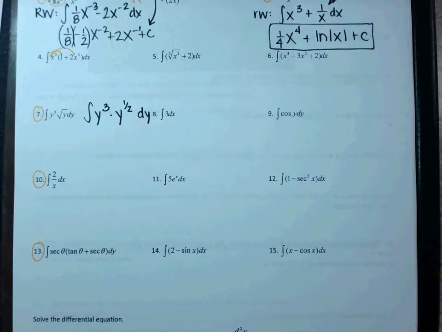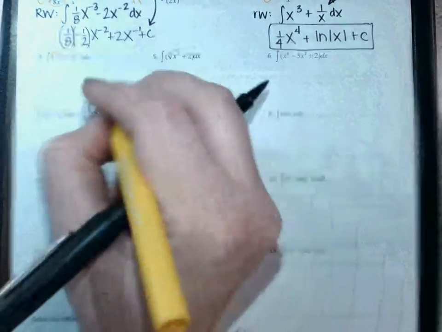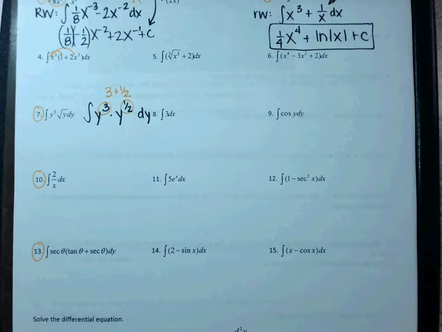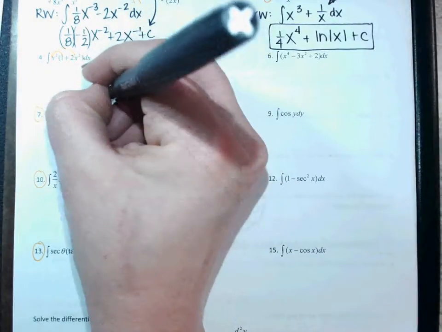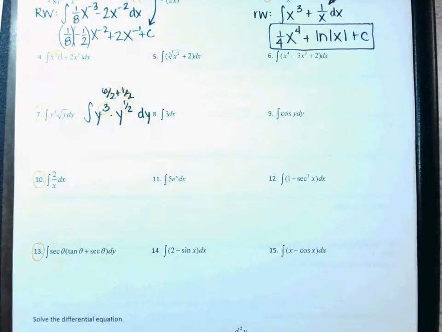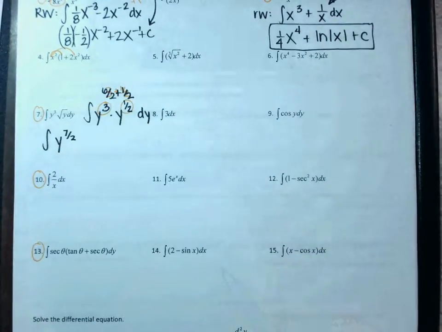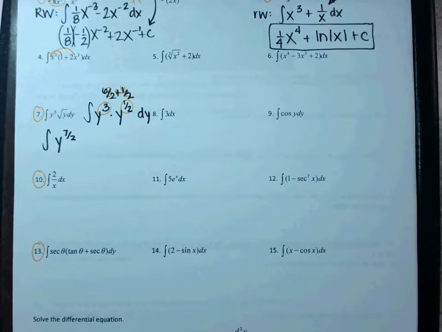Remember? You add them. So I want to know, what is 3 plus 1/2? Well, what is 3 as halves? 6 halves, right? 6 divided by 2 is the same as 3. So what is 6 halves plus 1 more half? Y to the 7 halves. And now we can do our antiderivative based on our normal power rule. So when you're multiplying bases, you add the exponents, and now we're just going to do our normal power rule.